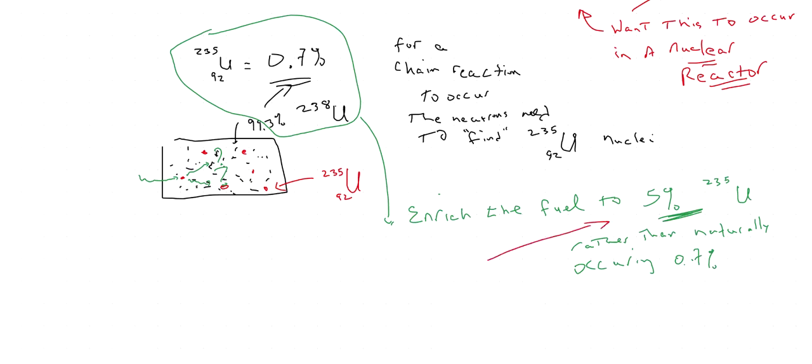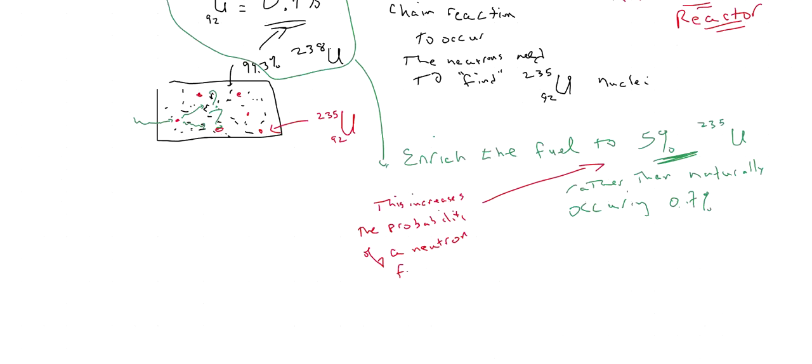This increases the probability of a neutron finding a uranium-235. Why am I telling you this? Why is this important, finding a 235 uranium? I'm going to tell you why. So now the uranium-235 is enriched to 5%.